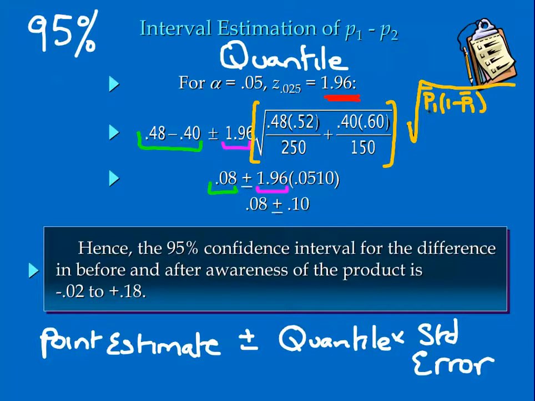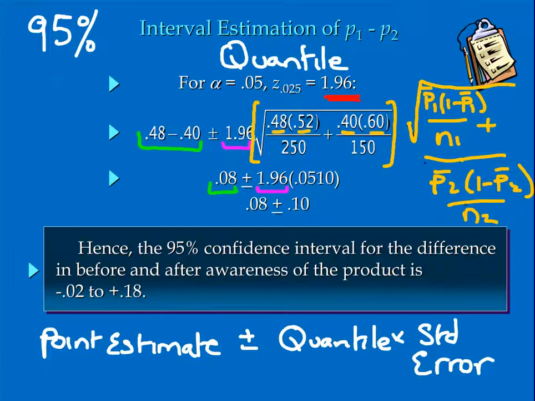so the sample proportion for the first population times 1 minus the sample proportion for the first population. You can see that these numbers are complements of each other, likewise 0.4 and 0.6, all divided by n1, plus P bar 2 times 1 minus P bar 2, all over n2. I've written it over 2 lines.